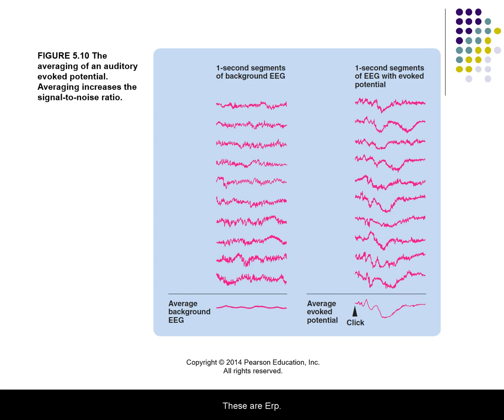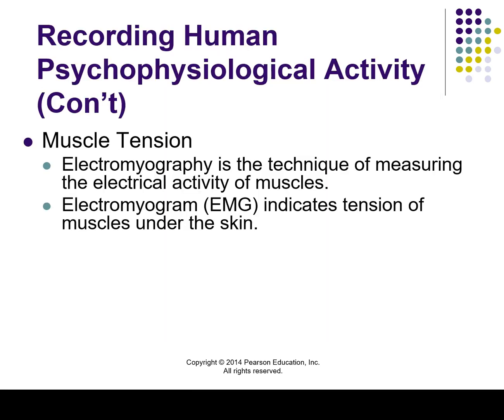Now these are ERPs, and you can see the evoked potential, the column on the right, that's when the potential was evoked, and you can see there's a change in the EEG. In this case it was a clicking noise. So the clicking noise was the evoked potential, and it caused a change in the EEG.